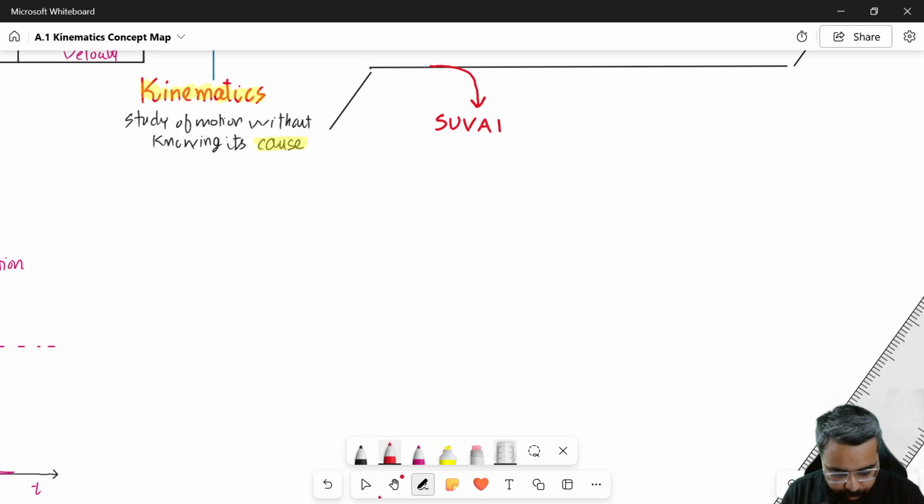SUVAT equations. So this letter S is for the displacement covered, U is the initial velocity, V is the final velocity, A stands for acceleration, and T is the time. So in kinematics, with the help of these equations, v equals u plus at. This is the first equation, and in total I will write four equations.